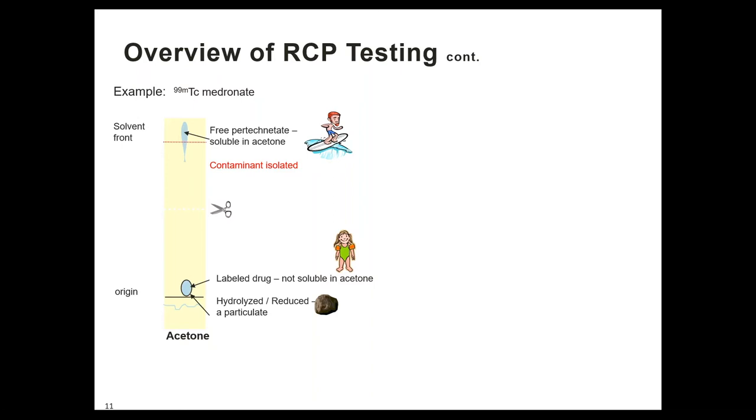And we'll put that spotted QC strip into a developing tank that's got a small volume of acetone. Acetone is an organic solvent. It's paint thinner or fingernail polish remover. It stinks. And MDP is water soluble, and it is not miscible. It will not migrate or move with acetone.